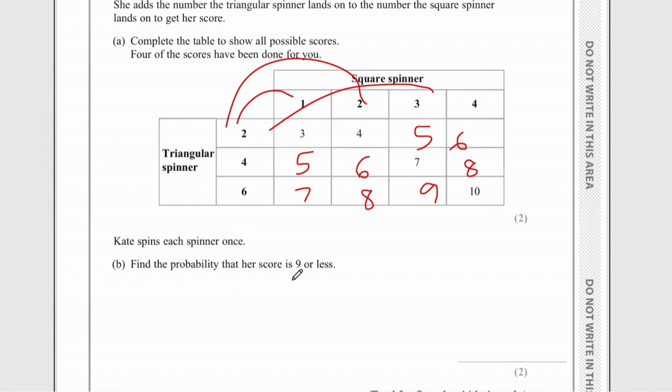Then find the probability that our score is 9 or less. So how many numbers are 9 or less? Almost all of them. 1, 2, 3, 4, 5, 6, 7, 8, 9, 10, 11. 11 out of 12 are 9 or less. So the probability is 11 over 12.